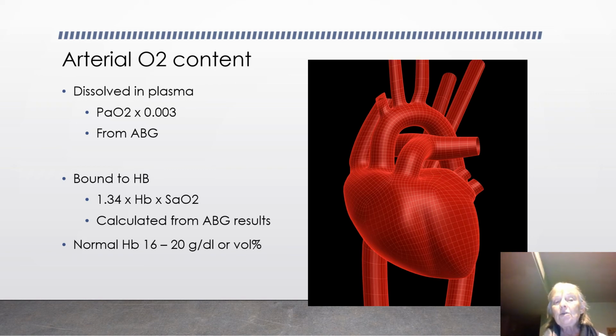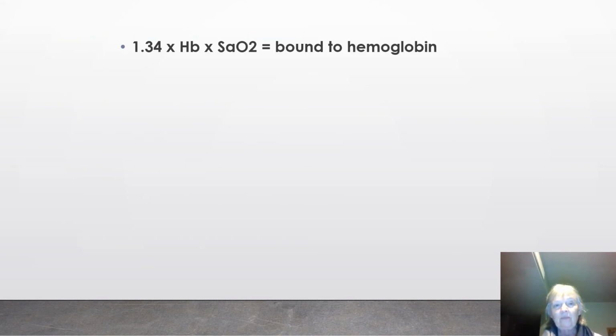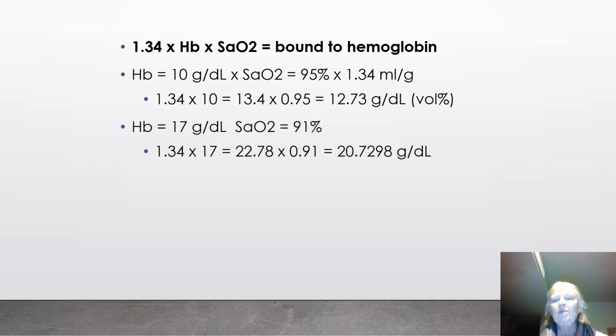In order to be able to do the arterial O2 content, you have to be able to get a blood gas from your patient, and that will tell you the numbers to be able to plug in. So again, the formula is going to be P little AO2 times 0.003. And as you see, there's several examples here and one for you to work. For bound hemoglobin, 1.34 times hemoglobin times SaO2, and that's where we're going to find out how much is bound to hemoglobin. And as you can see, some of the formulas have been worked for you.